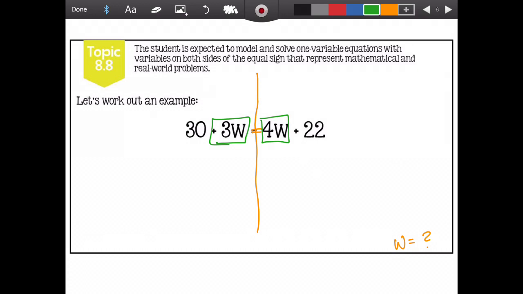So I do want to keep it positive. Since 3 is smaller than 4, I'm going to subtract 3. Sorry, let me erase that, put that back. I'm going to subtract 3 from the left side. Okay, so minus 3w. And again, this would be like putting down 3 negative w tiles to get rid of the 3 positive tiles. And if I do it to one side, I'm going to do this to the other side. So minus 3w.